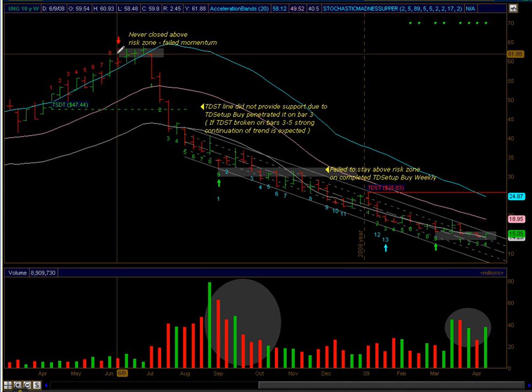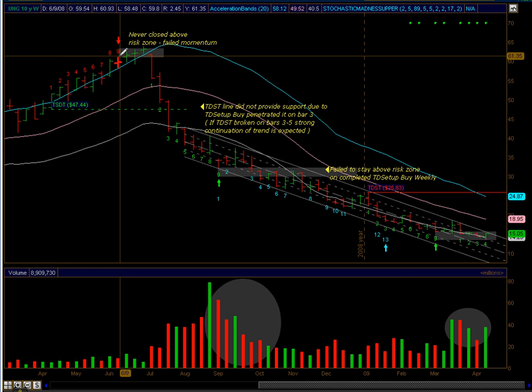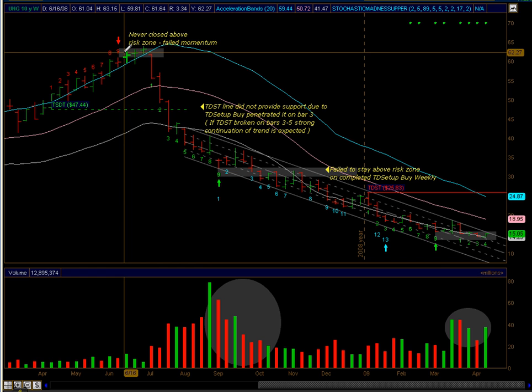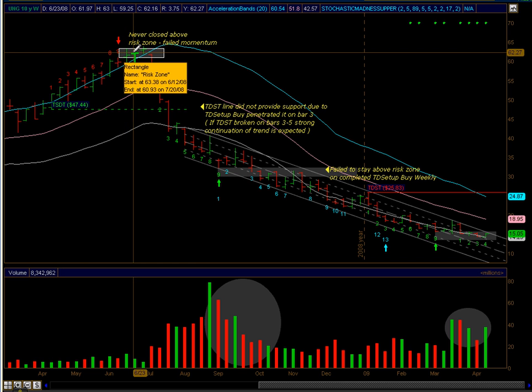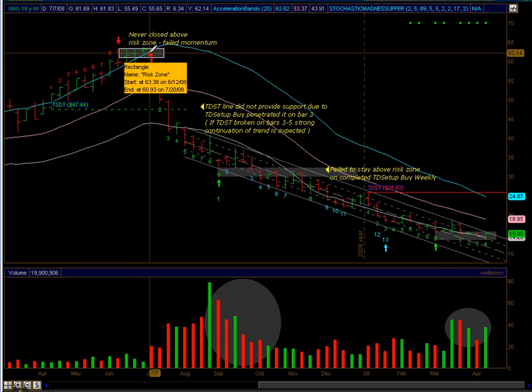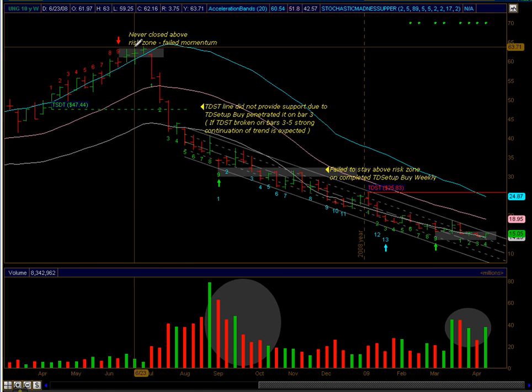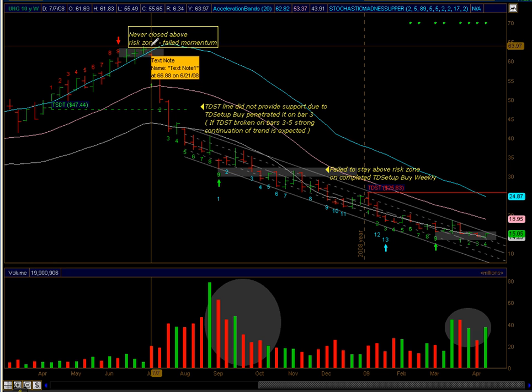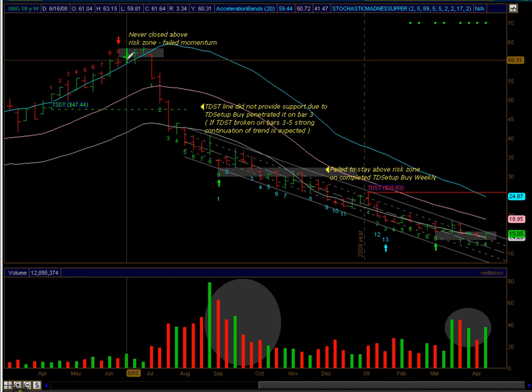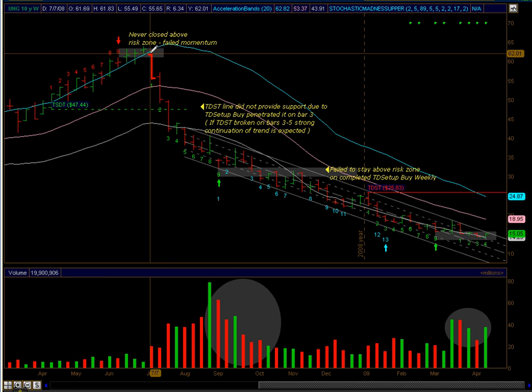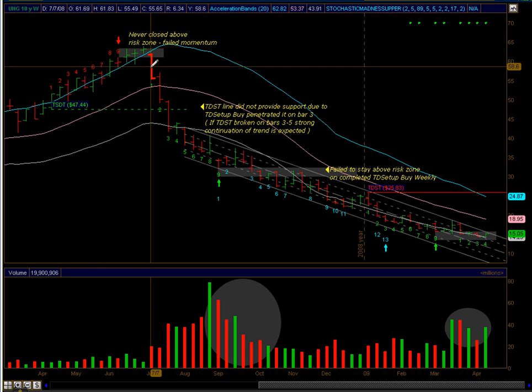We could aggressively short it right away here, but for a little bit more conservative trader, it does make sense to wait and see if within 2 to 4 following bars it will not be able to close above the risk zone. This is a textbook example, obviously. Bar 1, 2, 3, not a single one closed above, and UNG started to collapse.